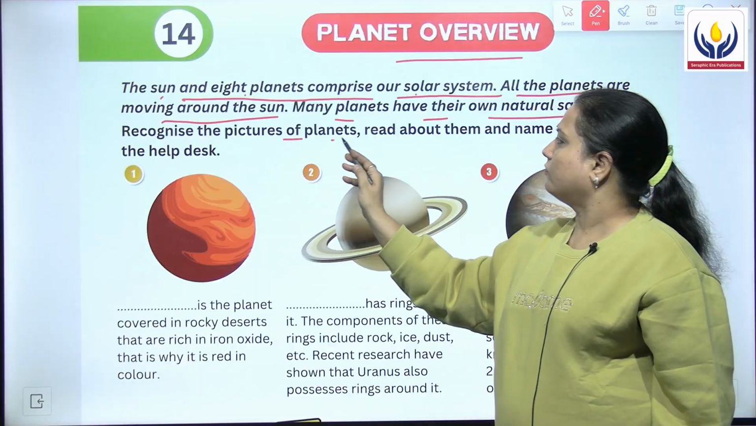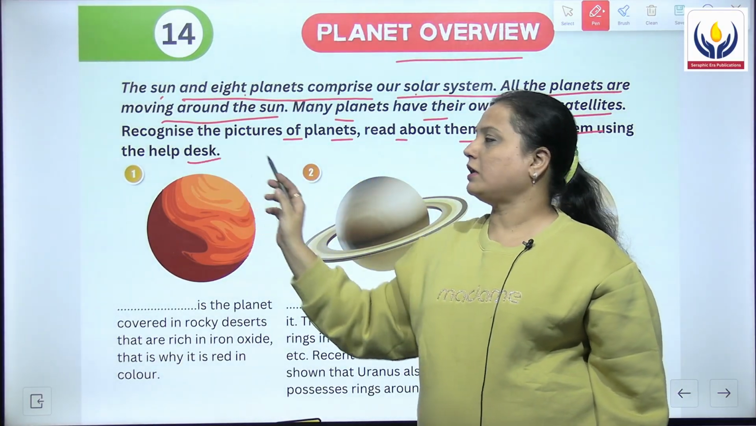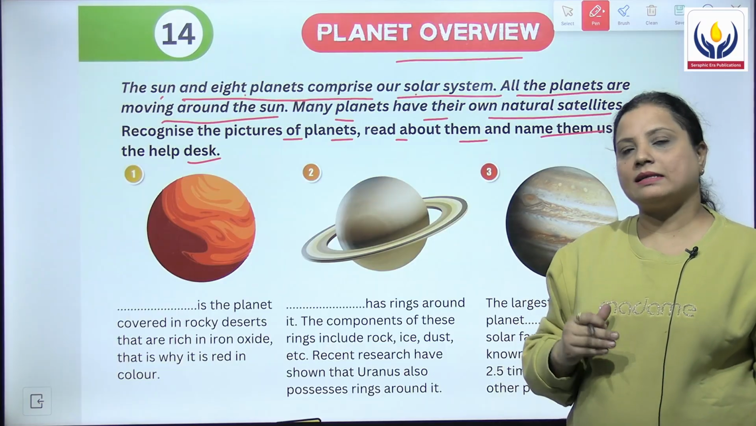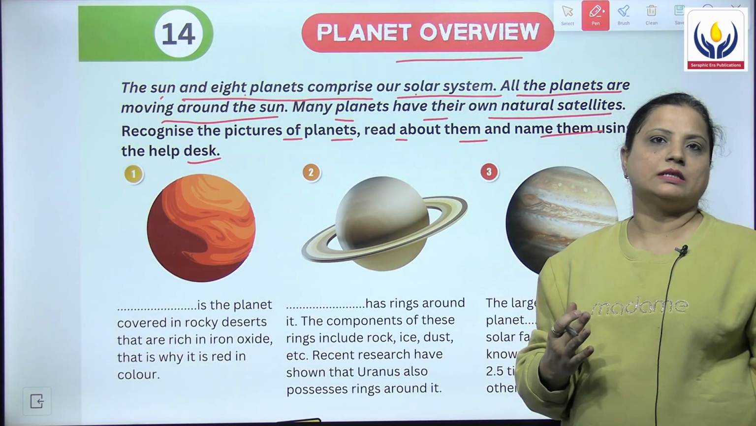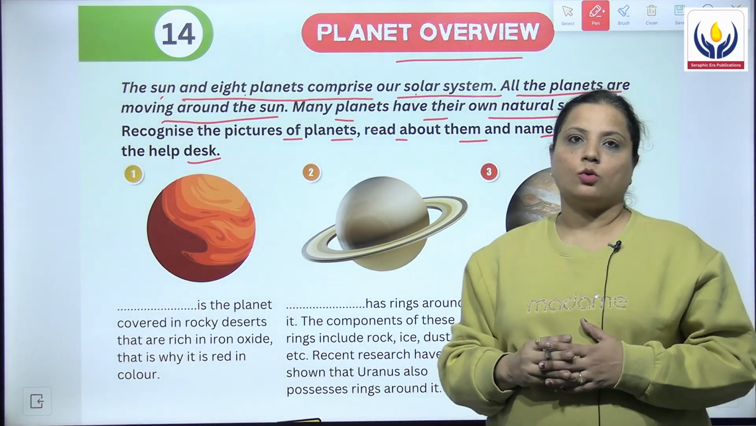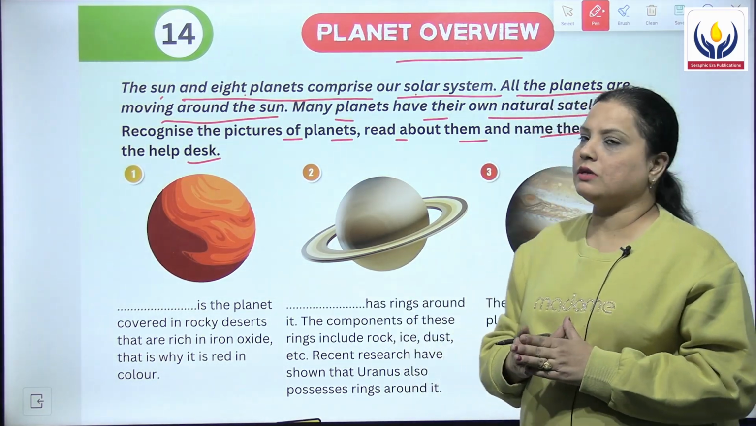Recognize the pictures of the planets, read about them and name them using the help text. So the help text is also given over there. You have to see the answers. You can see the spellings from there and then mention it in the blanks. Now let's begin with the first picture. What is the first picture?